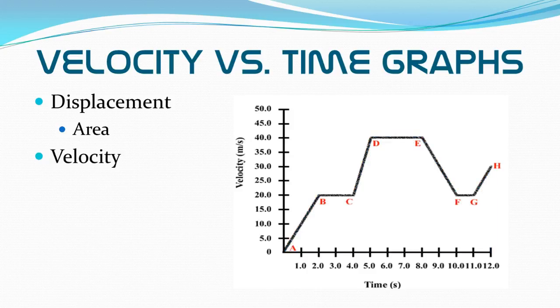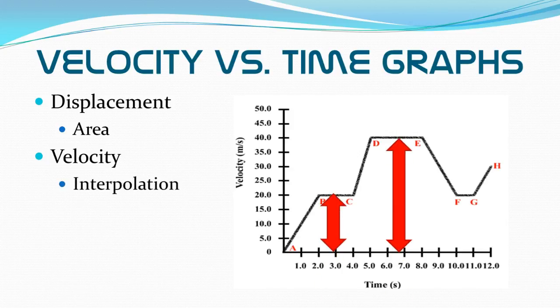In order to find the velocity, I just need to use interpolation. Because it's already graphed, I'm just reading the graph itself. At 3 seconds, the object was moving about 20 meters per second. At 6.5 seconds, the object was moving about 40 meters per second.